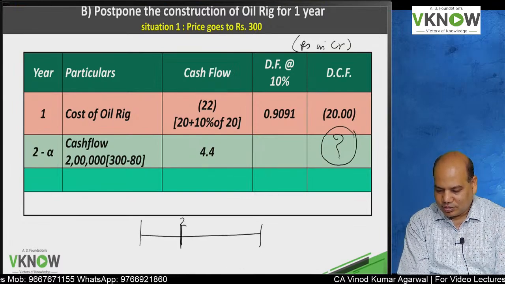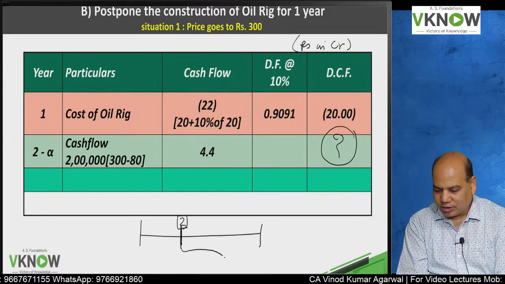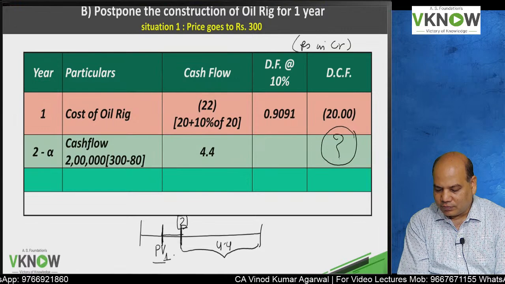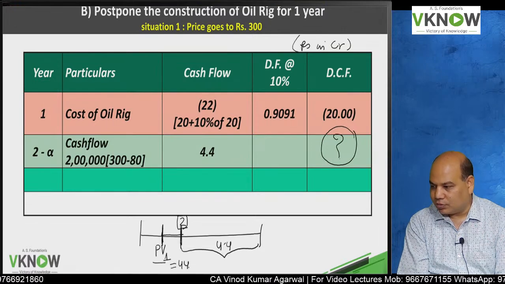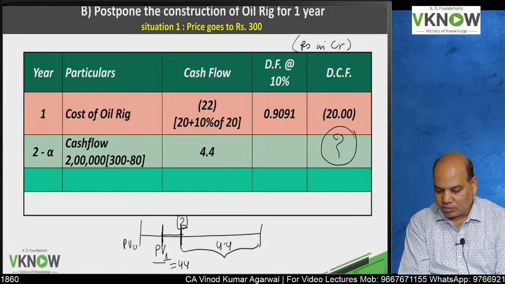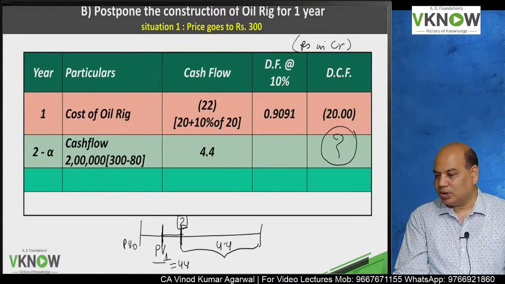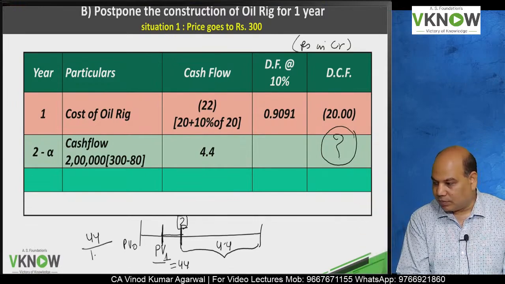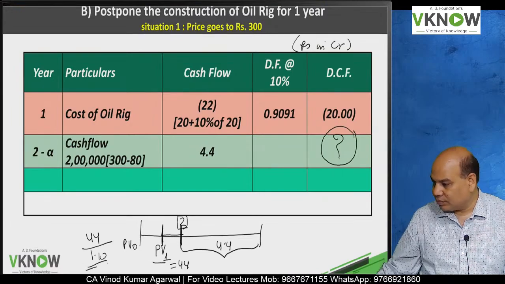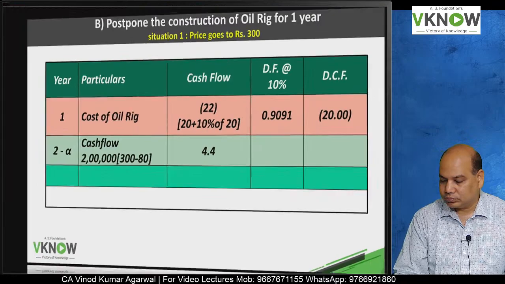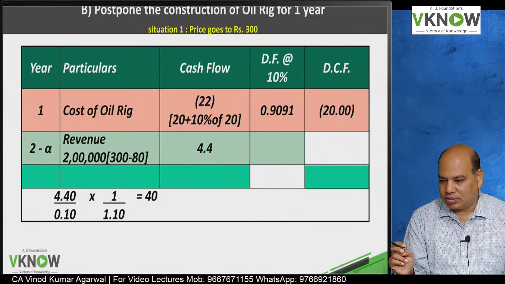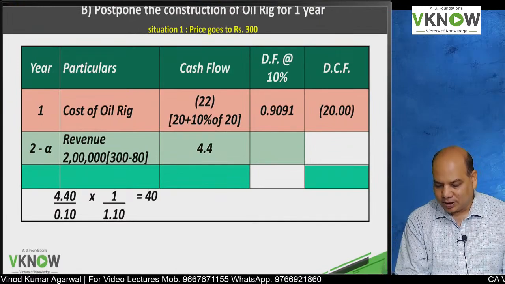You are here in year 2 and you are getting cash flow 4.4. If you apply the formula, you will get PV at the end of year 1. So PV1 is 44. PV0 will be how much? PV1 is 44, I understand. PV0 will be how much? 44 divided by 1.10. Now you are right. So the answer is 40. You have to further divide by 1.10.